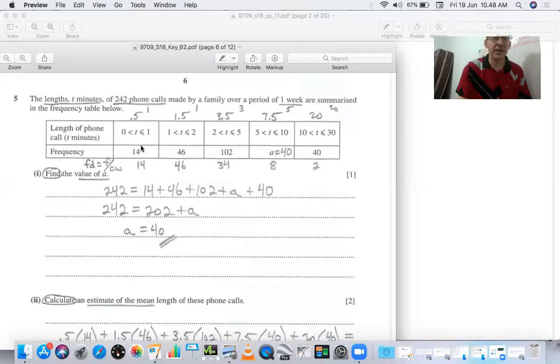So 14 divided by 1 is 14. 46 divided by 1 is 46. 102 divided by 3 is 34. 40 divided by 5 is 8. And 40 divided by 20 is 2. You need to do this first. Don't start graphing your histogram until you have your information ready. The x-axis is right here, no problem there, but the y-axis is your frequency density. So figure that out first so you know how high your y-axis needs to go.